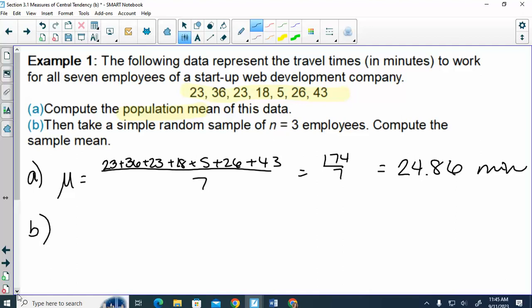All right, so B, take a random sample of 3 employees. Compute the sample mean. So give me 3 of these. Let's find the mean for those 3. I just said any 3, so which ones do you want to do? 36. 18. All even numbers. Wonder how that happened. Do 5.